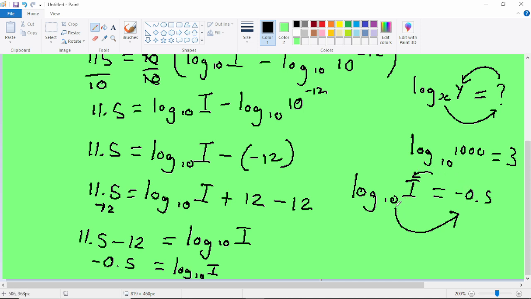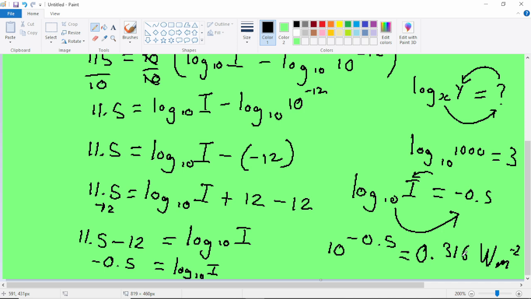So if we're trying to find I, we just have to basically say 10 raised to the negative 0.5, right? So all we have to do is say 10 to the minus 0.5, and then we type equals. You can go ahead and punch this in on your calculators. 10 raised to the minus 0.5, and you get an answer of 0.316. And you have to remember your units, watts per meter squared. And that is the final answer for this question.